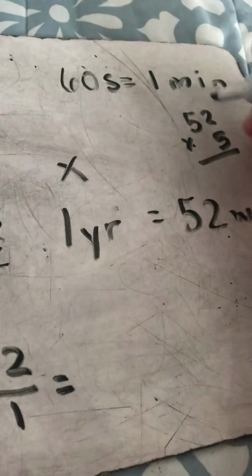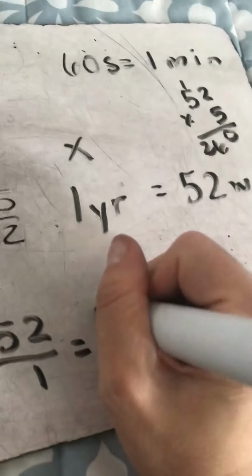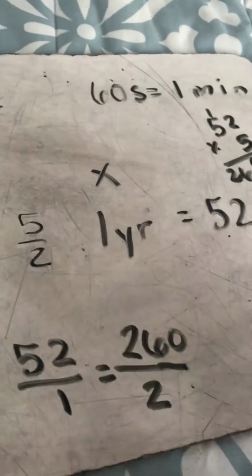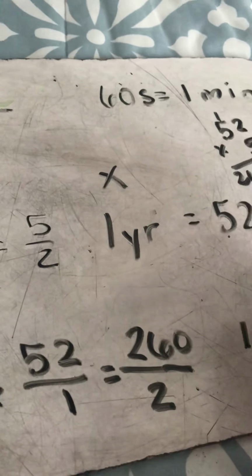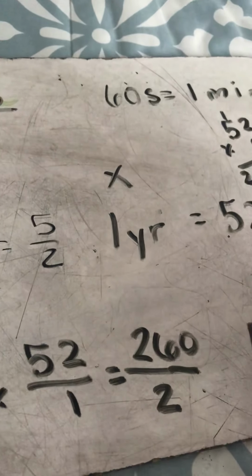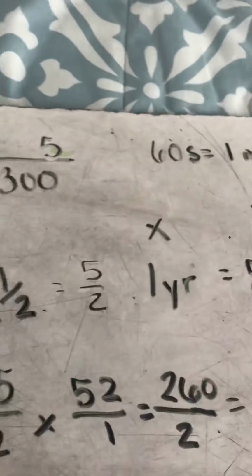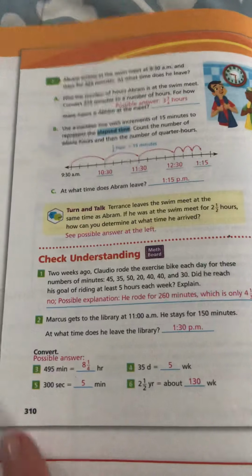52 times 5. That's a 10. That's a 25. Plus 1 is 260. So I have 260 divided by 2. So I ask myself, how many times does 2 go into 2? 1, 2 go into 6, 3, and ta-da, 130. So there are 130 weeks in 2.5 years. And that is the end of Check Understanding, Module 12, Lesson 4, page 310. The next video will be the On Your Own questions.